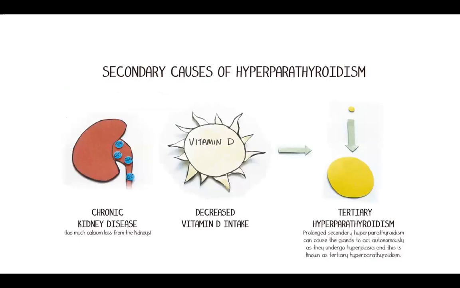The secondary causes of hyperparathyroidism means causes outside the parathyroid gland, which are affecting its efficiency. And there could be chronic kidney disease and vitamin D deficiency. And when you do not treat the secondary hyperparathyroidism, it leads to the development of tertiary hyperparathyroidism, in which the gland becomes autonomous and it is no more under the control of calcium levels.